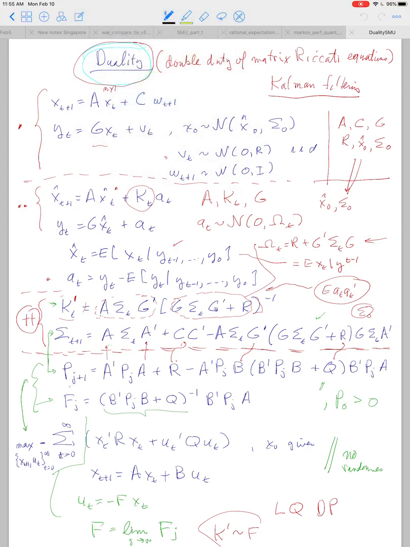They do double duty, like I'm saying right here. So here goes. Let's start with the Kalman filter. We'll quickly go through the Kalman filter really fast. The Kalman filter is going to be defined by a set of these objects: an A, a C, a G, an R, an X hat 0, and a sigma 0. Everything in sight is a matrix or a vector of comparable dimension.